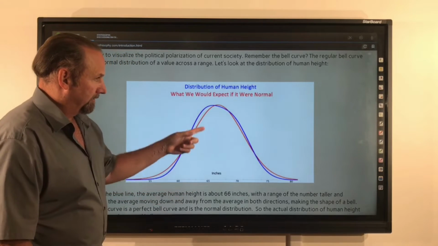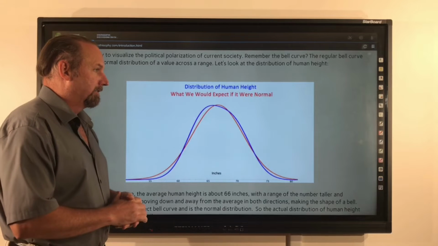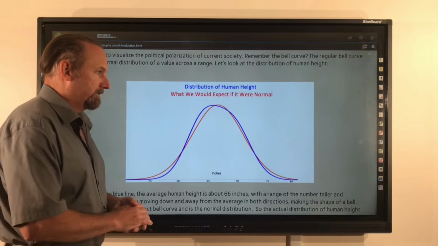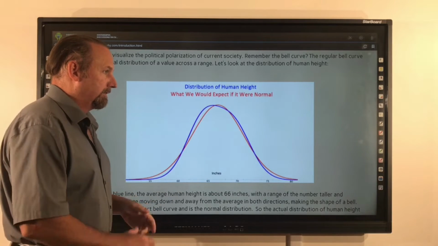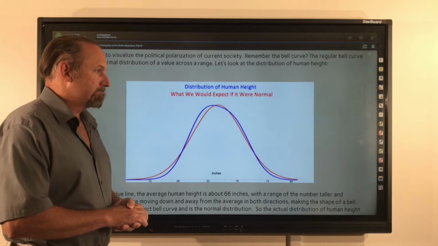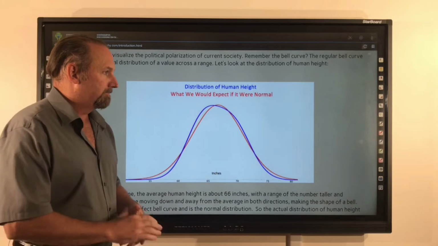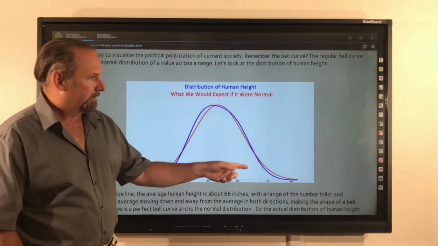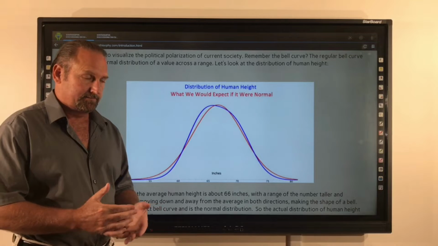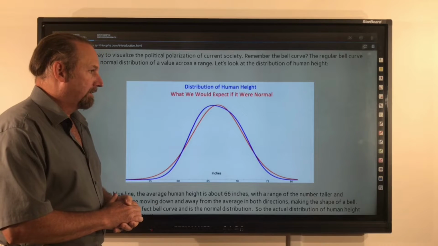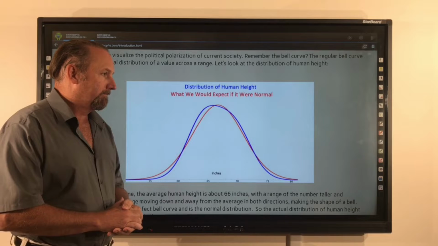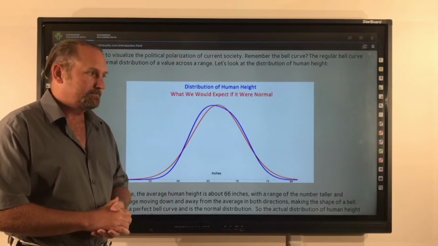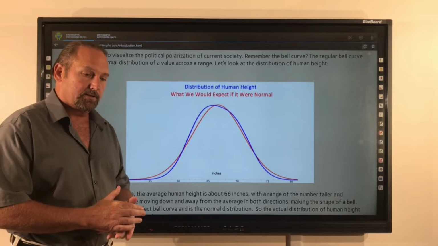That's the average. It's right in the middle, with a range of the number taller and shorter than average, moving down and away from the average in both directions, also making the shape of a bell. Note that the red curve is a perfect bell curve and is the normal distribution. And as we can see, the actual distribution of human height is quite close to the normal bell curve.